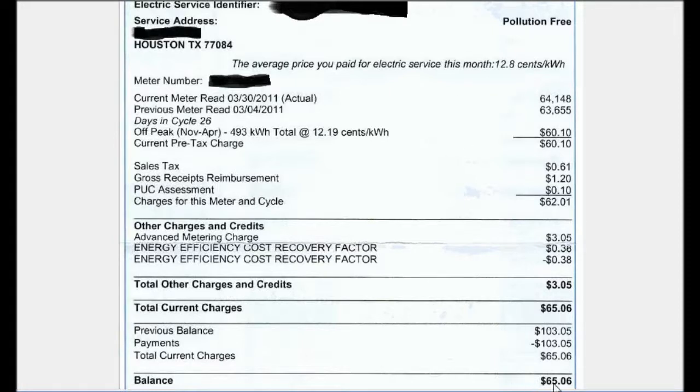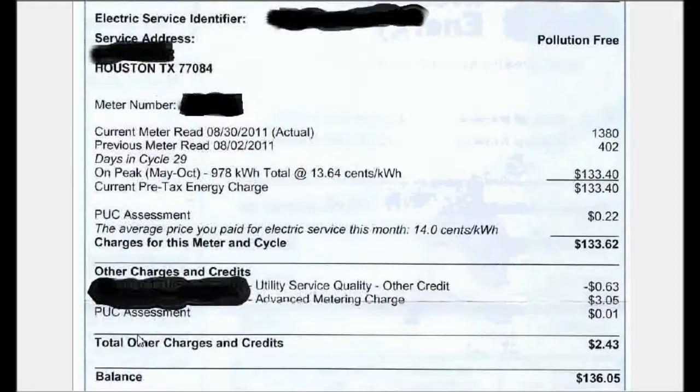So moving on, this is my low bill, $65.06, and again this was 2011, just so we're clear. Now this is August 2nd, 2011 to August 30th. This is my high bill. One thing to remember about 2011 is that down here in the Katy, Cypress, Texas area, we had about 30-some odd days of 100-degree temps. It was very, very hot, and on this bill my average was 14 cents per kilowatt hour.